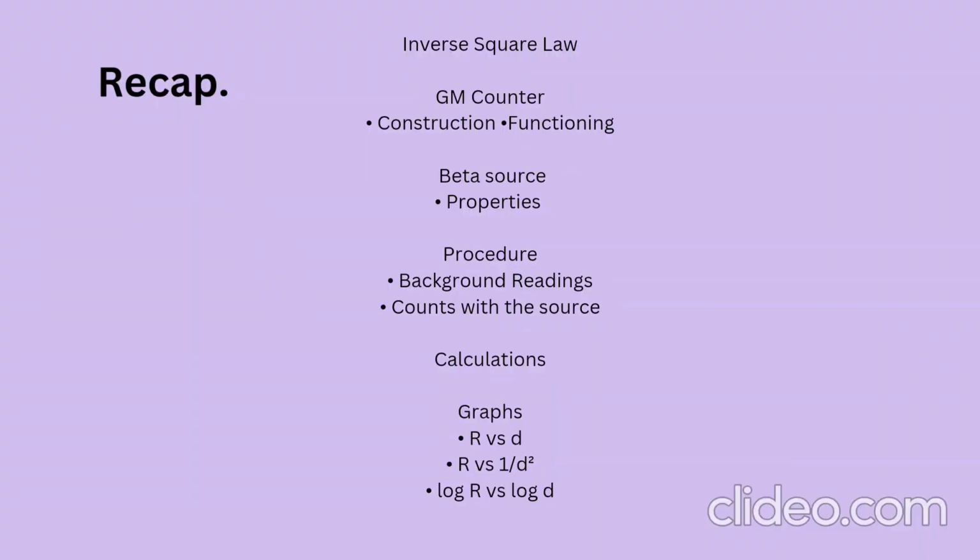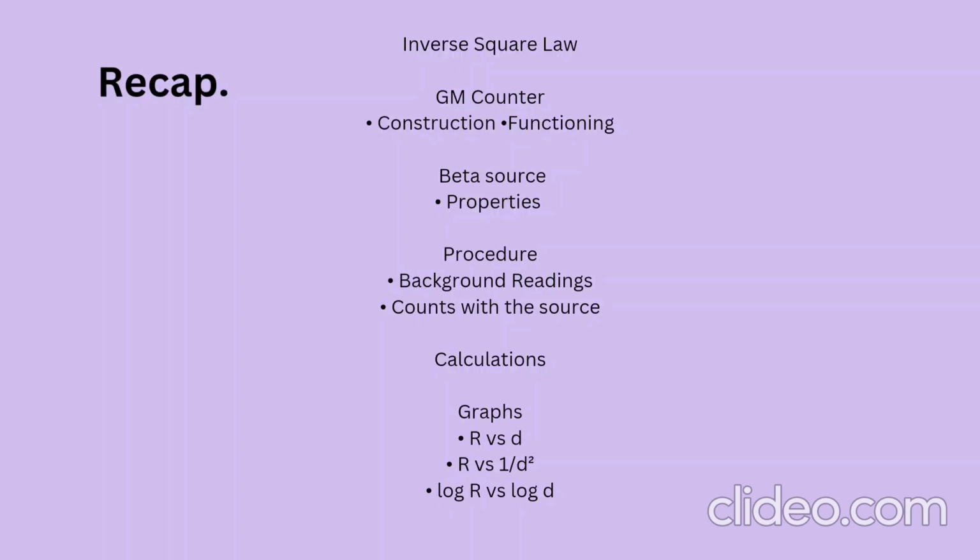Let's have a quick recap of everything we saw. In the beginning, we discussed what inverse square law was, and then we discussed what GM counter was, its construction and functioning. And later, we spoke about beta radiation source and its properties. And with all of that, we proceeded with the experiment. We first took background readings, and then we also spoke about why we need background readings. And then we proceeded to take counts with the source, that is beta source. When all of that was done, we did the calculation and we plotted graphs.